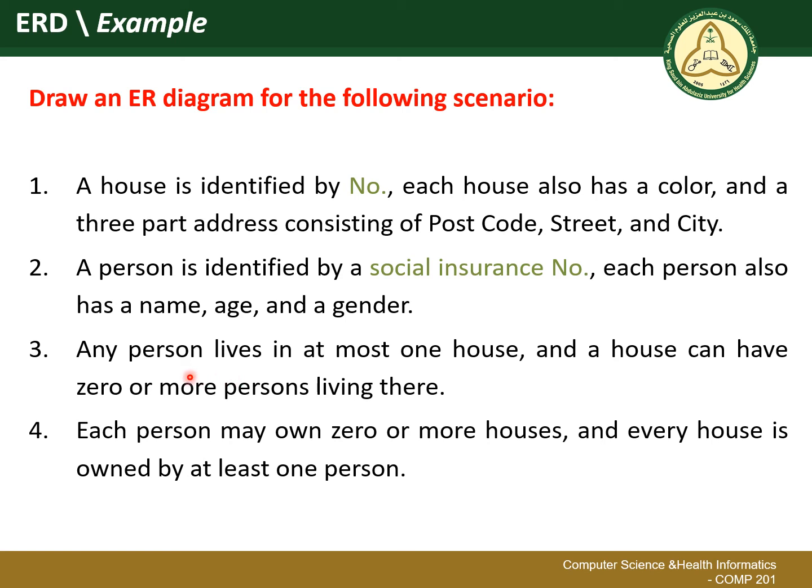The person lives in at most one house, and the house can have 0 or more persons. So this is a relationship. And each person may own 0 or more houses, and every house is owned by at least one person. So this is another relationship.